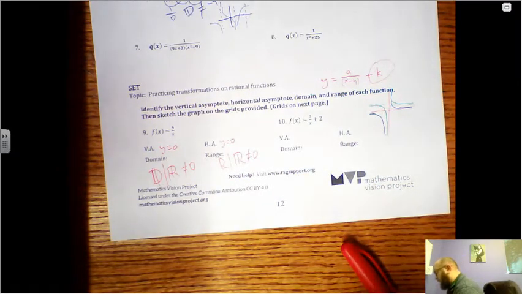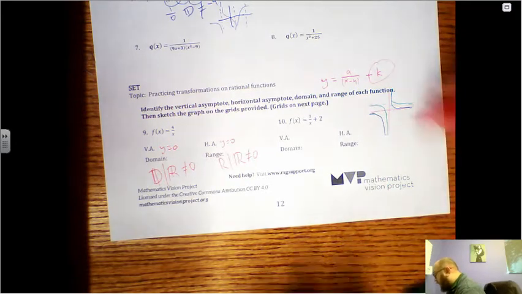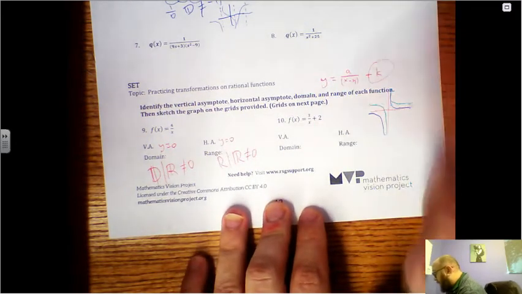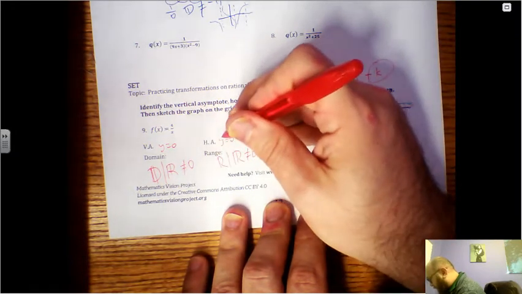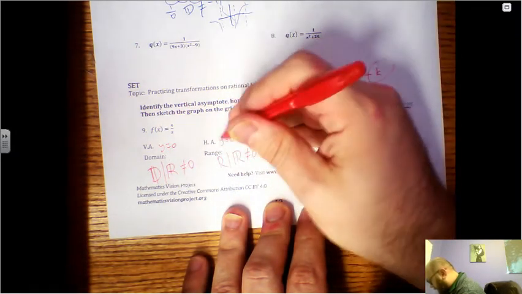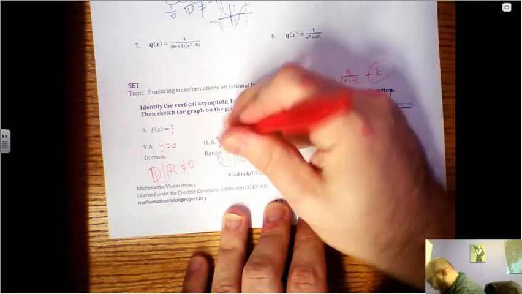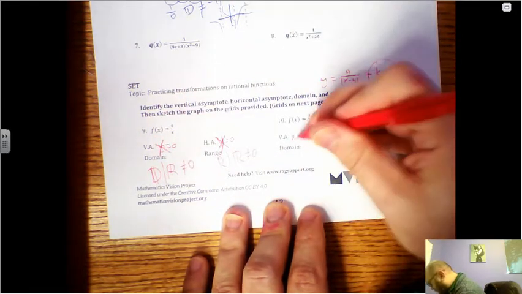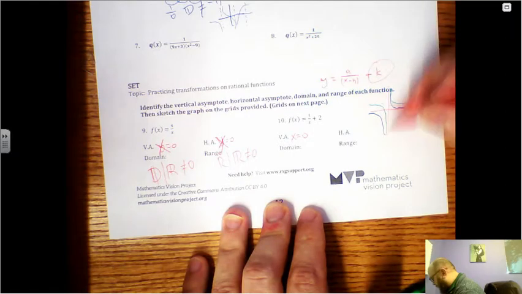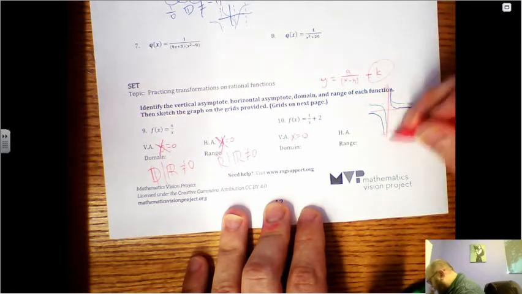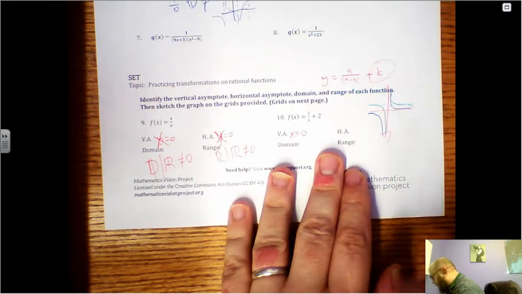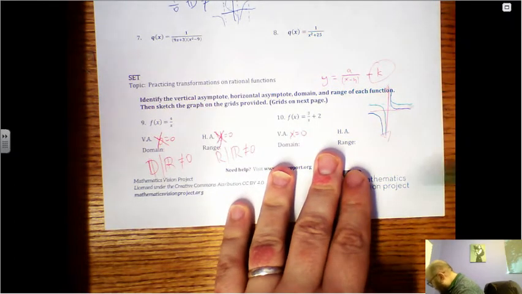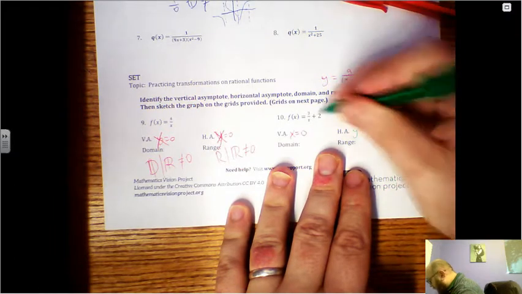Our horizontal asymptote has changed. Our vertical asymptote is going to remain the same. That's going to remain, this should have been x equals 0. X equals 0 is still our vertical asymptote because it's our y-axis. I messed up on that one. But our horizontal asymptote is now that green line, and that's going to be y equals 2. And we can see it right there.